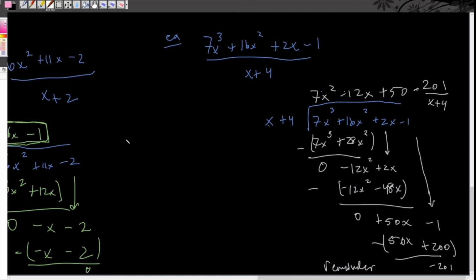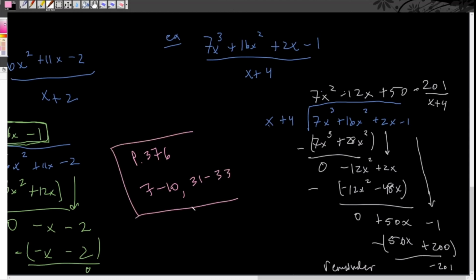So your homework will be in the book, page 376, numbers 7, 8, 9, 10, so 7 through 10, 31 through 33. So here's the homework, and that'll be on the portal too.